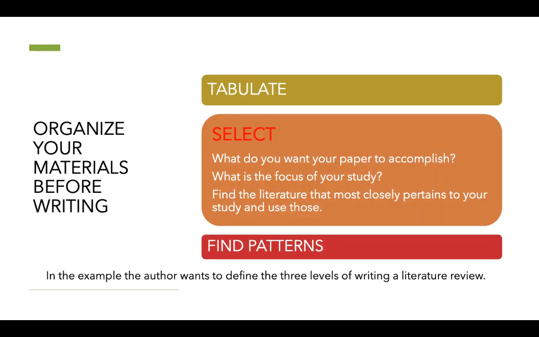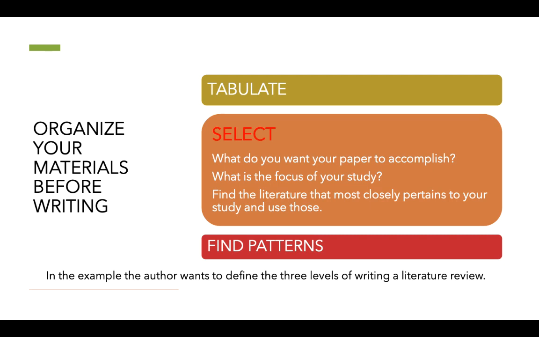How do you select an article that is relevant to your research? This is what you need to ask yourself. What is it that you want to accomplish? What is it that you want to find out? And what is the focus of your study? Upon finding literature that is relevant to your study, you select them and include them in your literature list. And then you evaluate them, and eventually you're going to get emerging themes or patterns. So let's take a look at our example in our next slide.